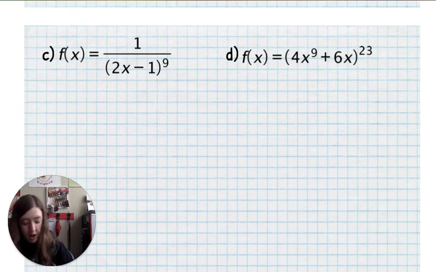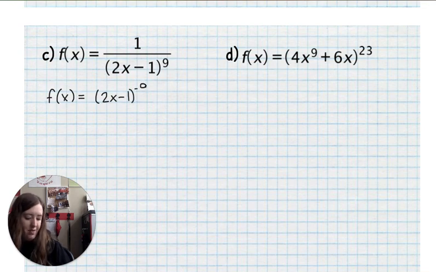So my advice is to always rewrite this. So this is the same thing as f of x equals 2x minus 1 to the negative 9th.